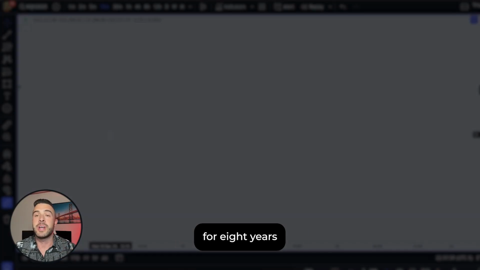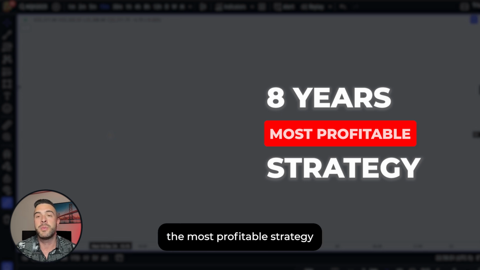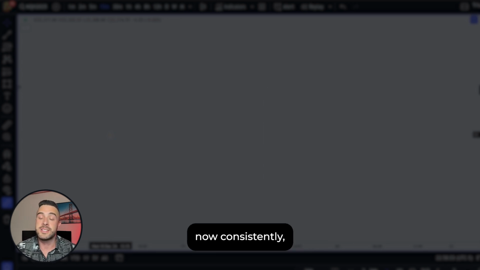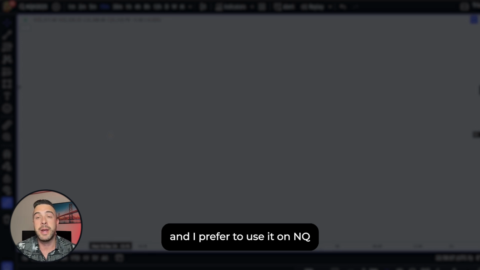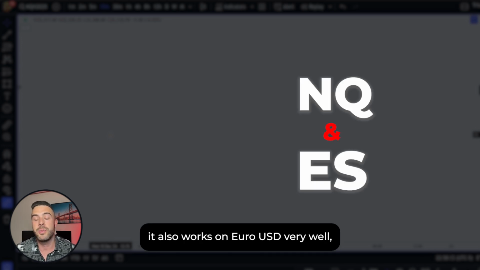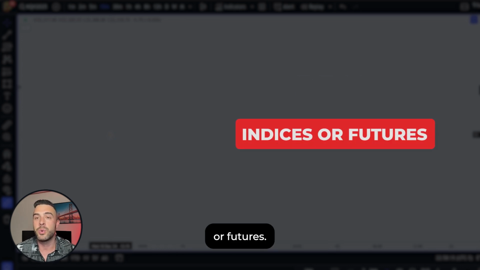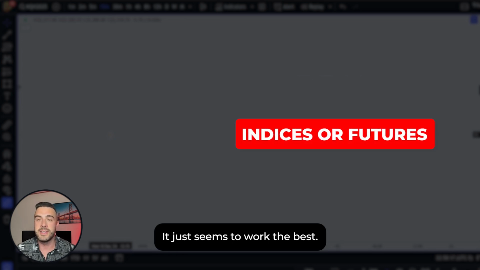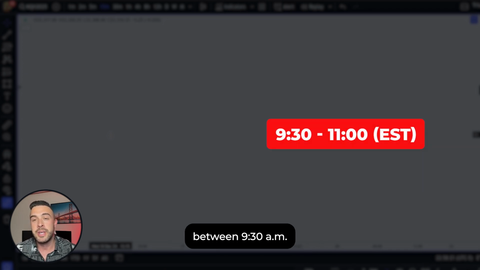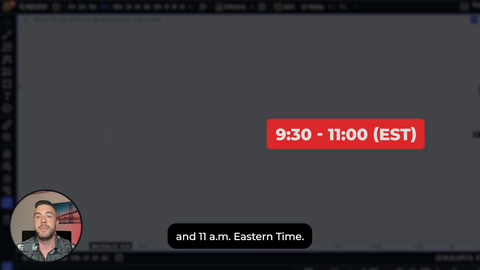I've been trading now for 8 years, and this is by far the most profitable strategy I've come across. I've been using it for 2 years now consistently, and it happens every single week, and I prefer to use it on NQ and ES. It also works on Euro USD very well, but I prefer to use it on the indices or futures. It just seems to work the best. It happens every single week, and it usually happens between 9:30 a.m. and 11 a.m. Eastern time. So let's get into it.